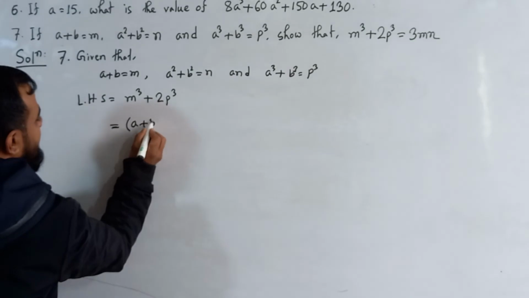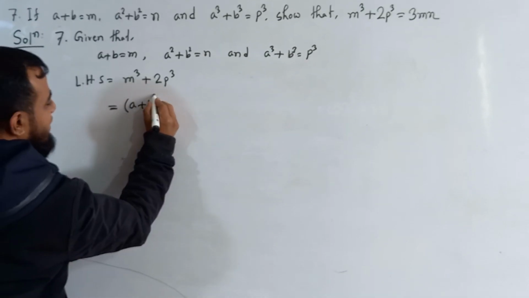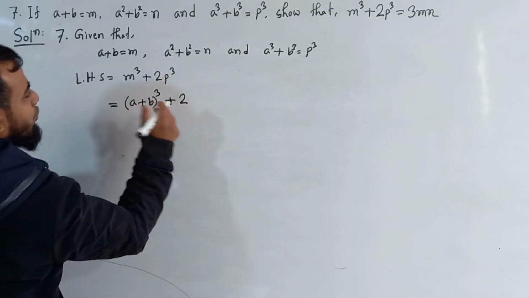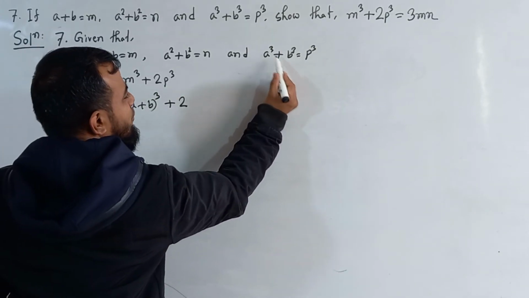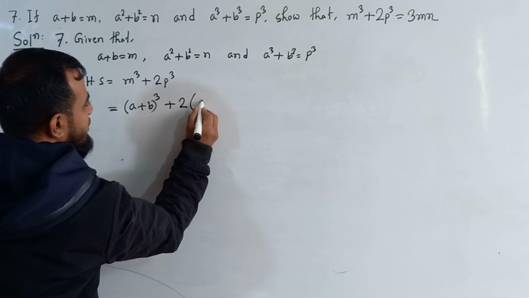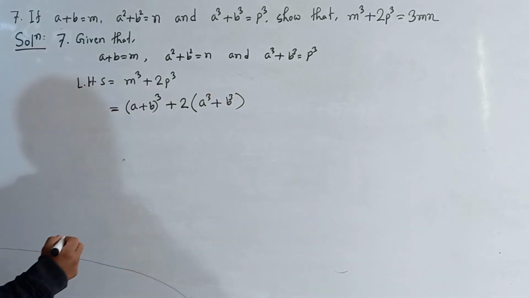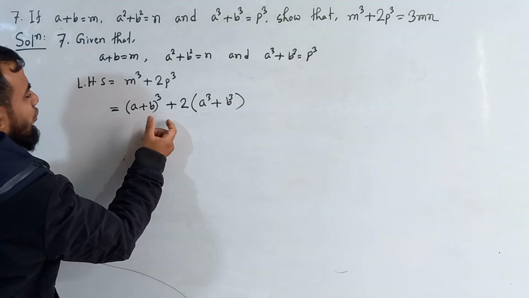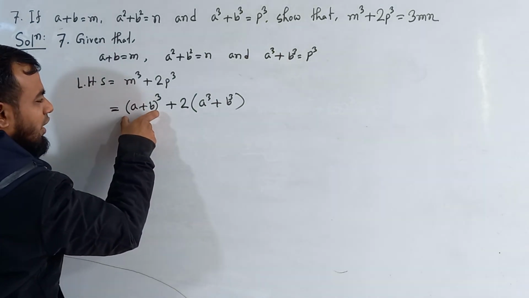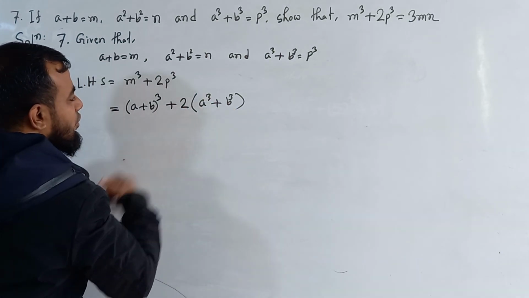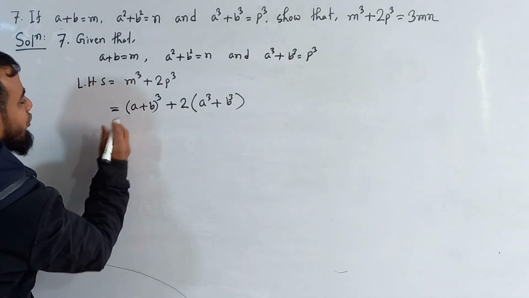Now what is the value of m? We need to put the value a plus b for m cube, so a plus b whole cube, plus 2p cube. What is the value of p cube? P cube means a cube plus b cube, so 2 is multiplied with a cube plus b cube. We will break down any formula. We can write down the formula of a plus b whole cube, or we can write down the a cube plus b cube formula. Anyone we need to convert. So I am going to convert this one.